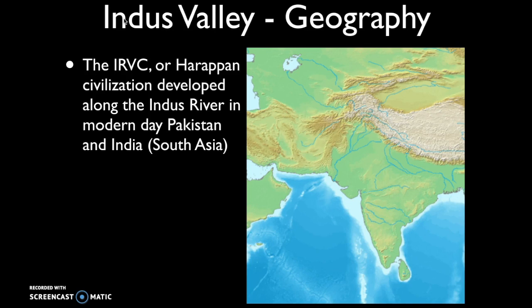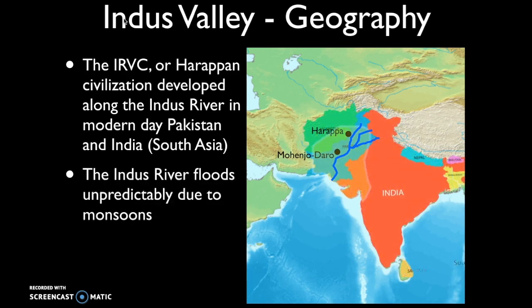So India and Pakistan are all part of the Indian subcontinent, which is sort of isolated by the presence of the Himalayan mountains. So we can see the Indus River Valley with the cities that formed, cities like Mohenjo-Daro and Harappa. That's why sometimes it's referred to as the Harappan civilization.